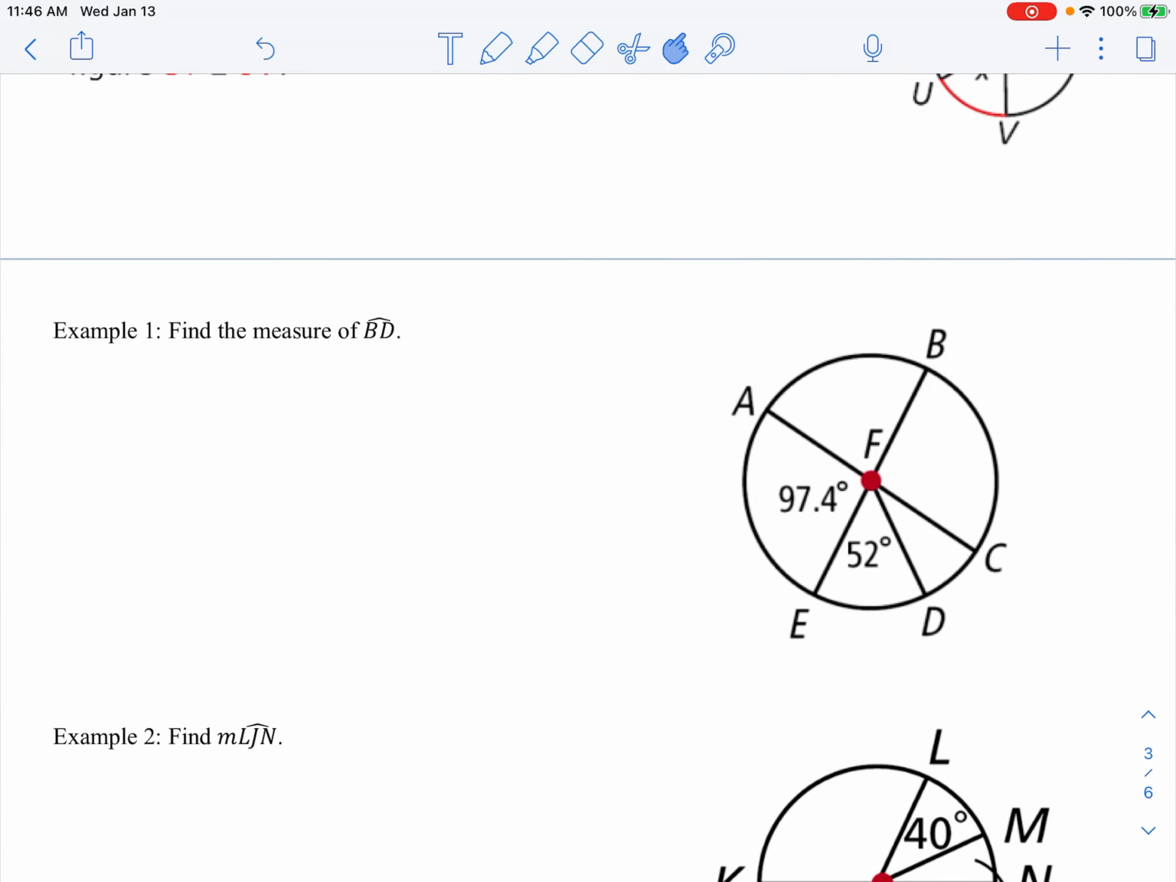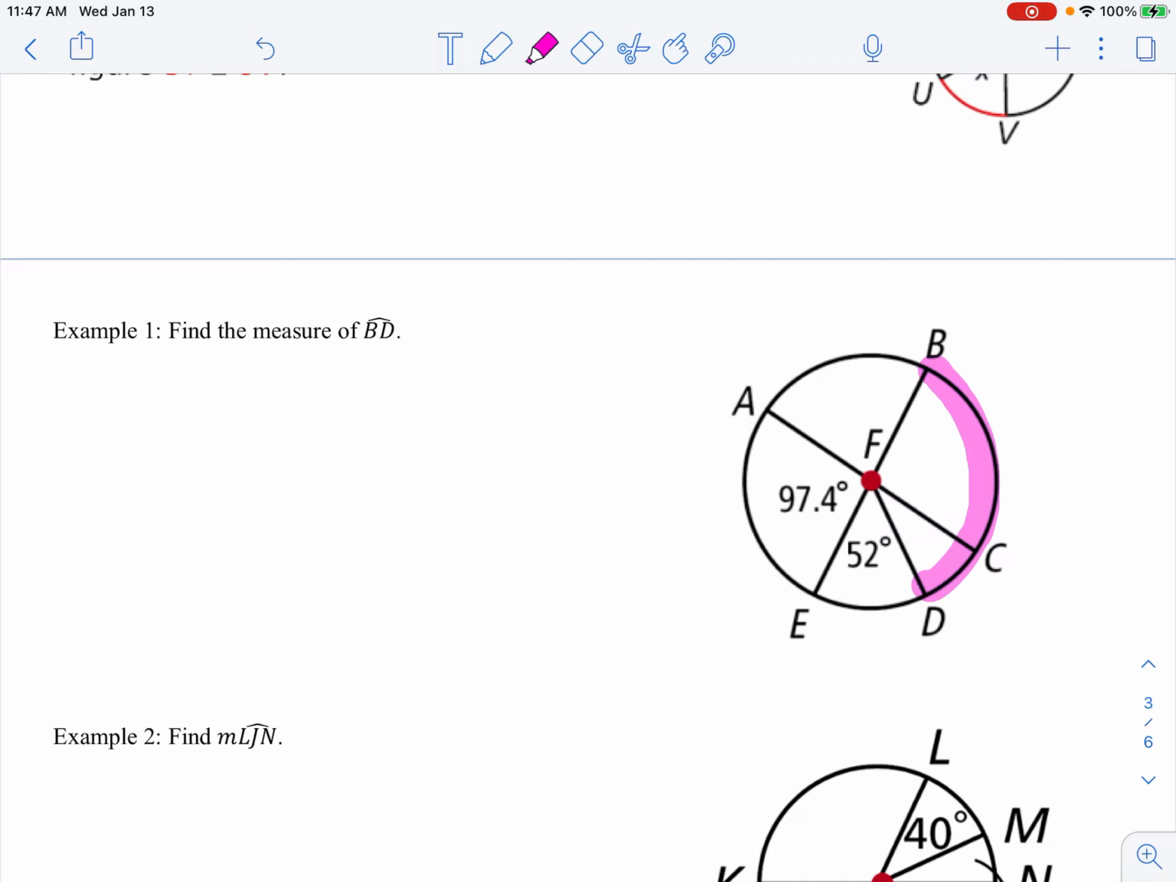It says find arc BD. All right, it wants us to find the measure of arc BD. So when I look at this picture, from B to D, if I was doing a minor arc, it's got to cover half a circle, so I must rotate from B to D going this way.